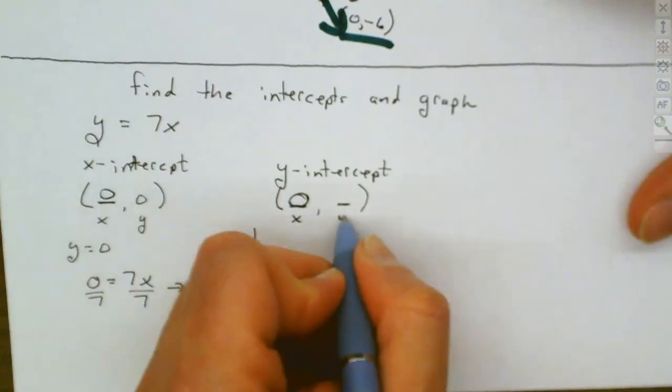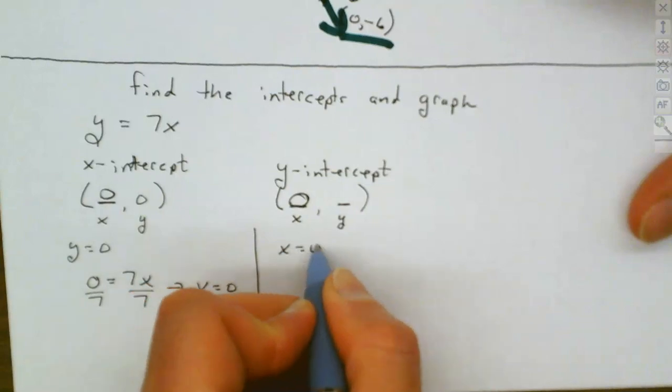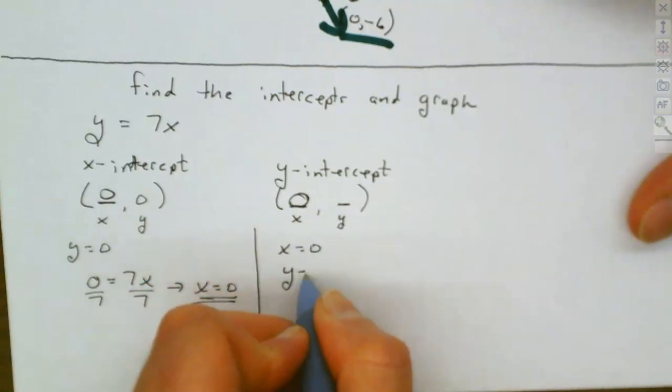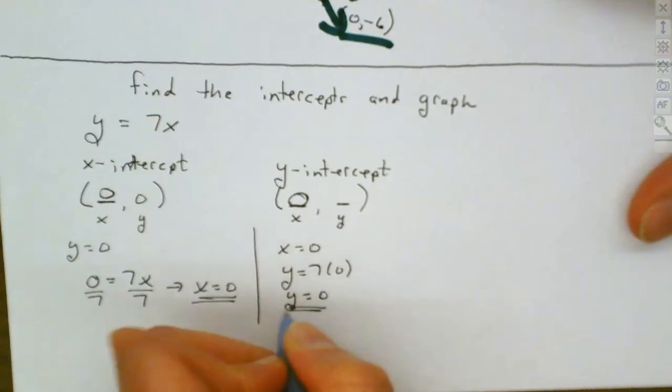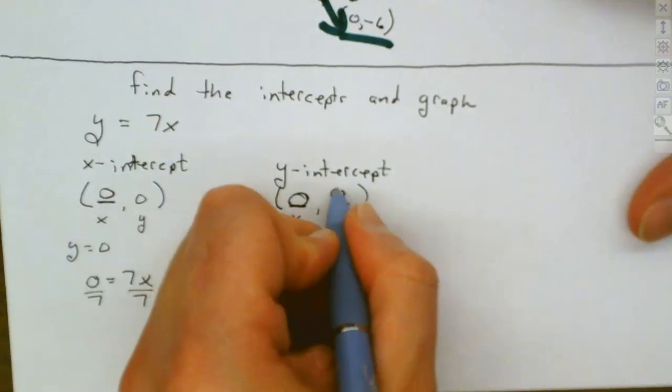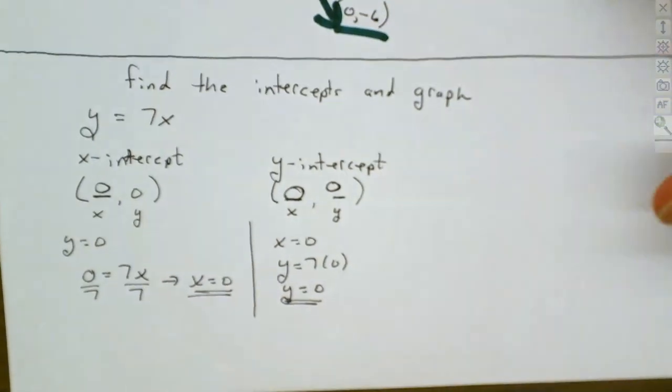Same thing on the other one. If you plug in x equals 0 over here, then you get y equals 7 times 0, which is then y equals now 0. So, what do we know about these? These points are the same, aren't they? And here's something that we have to remember.